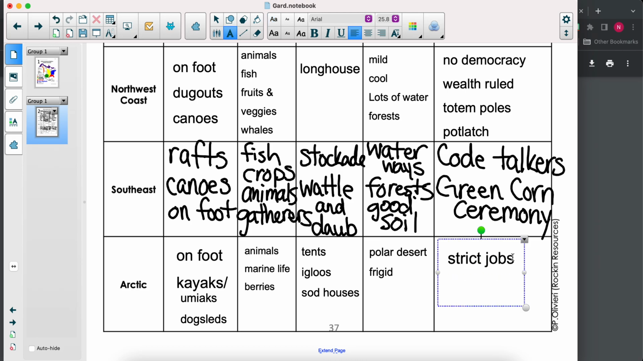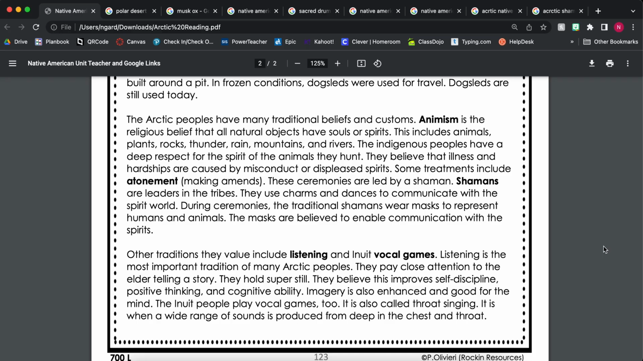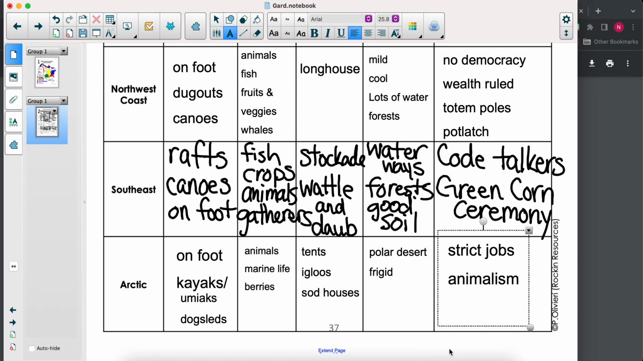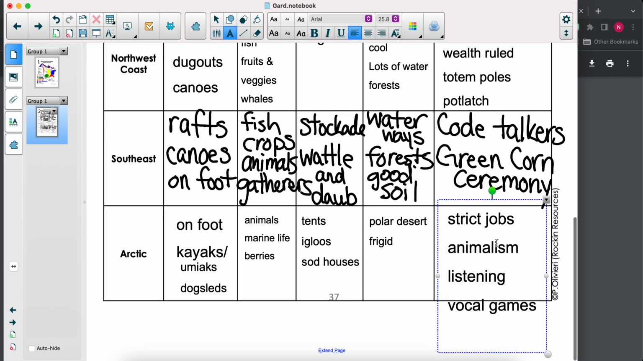So I think the animalists, that religious belief that everything has a spirit, and that they're really deeply respectful of the animals and nature. I also think adding listening, because they said that is one of the biggest qualities, one of the most important things to their group: listening. And then if you want to put vocal games, I think that one's kind of a cool one too.